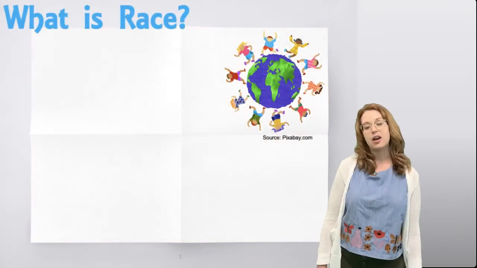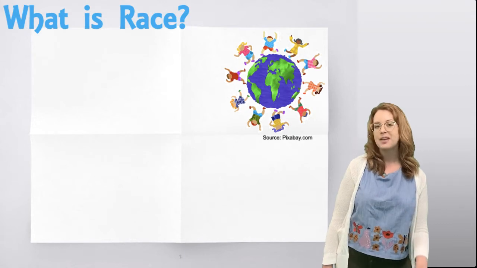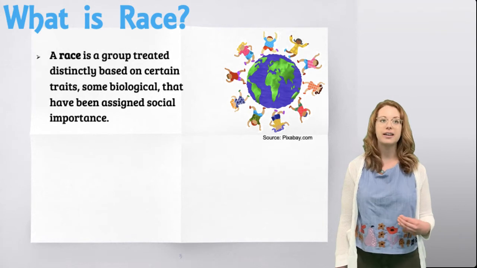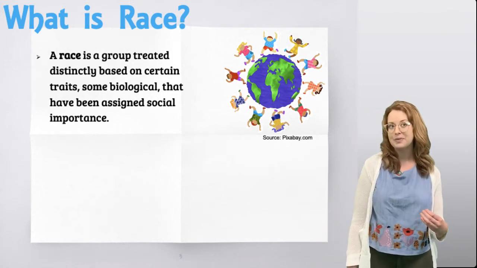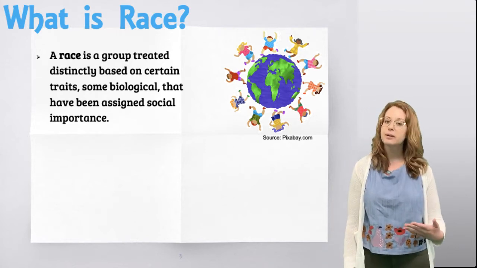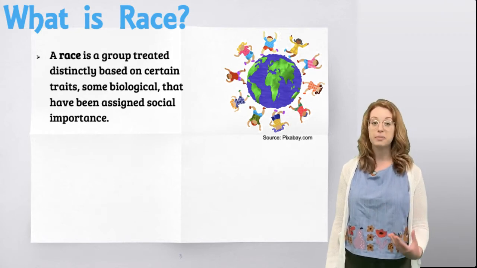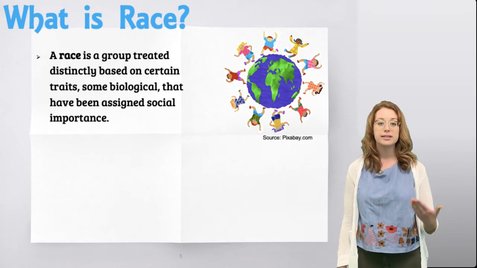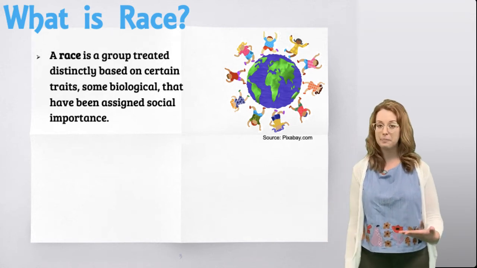Race and ethnicity are often used interchangeably, but today we're going to talk about what the differences are. So let's start with race. Race is based on distinct characteristics, some biological, that have been assigned some social importance. So typically when we talk about people's racial features, we're talking about their physical appearance. And traits commonly include skin tone, hair texture, facial features, etc.